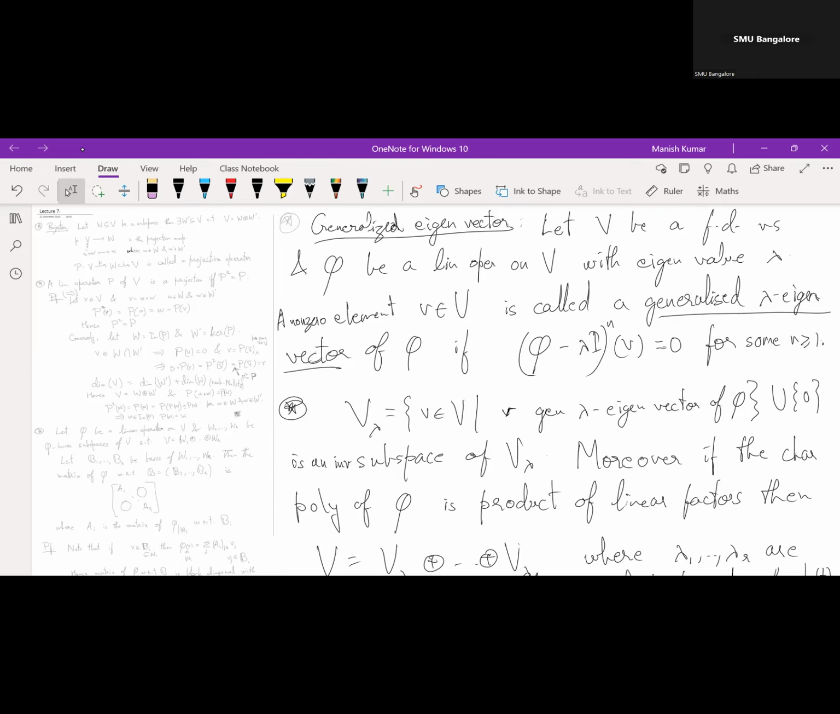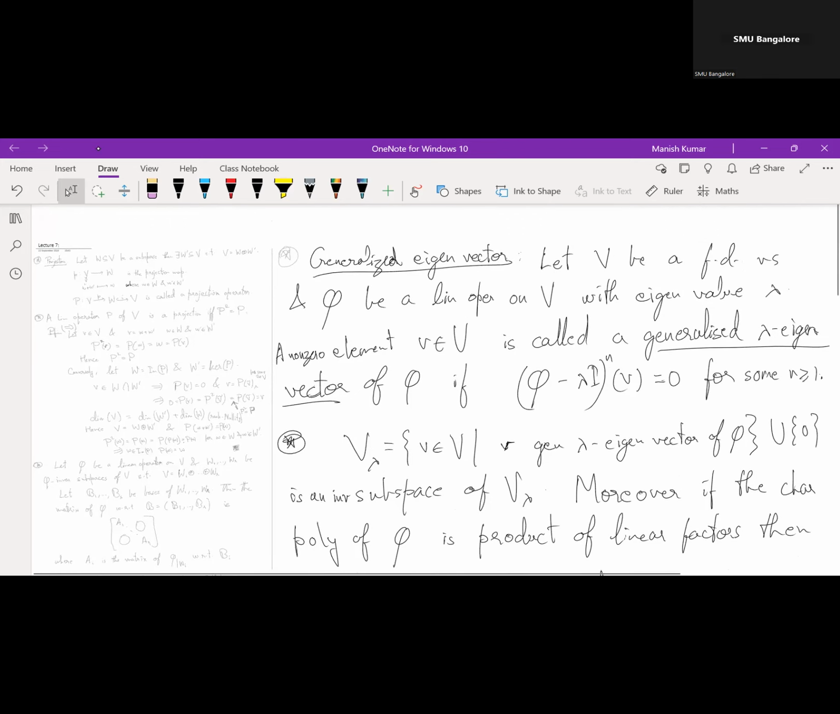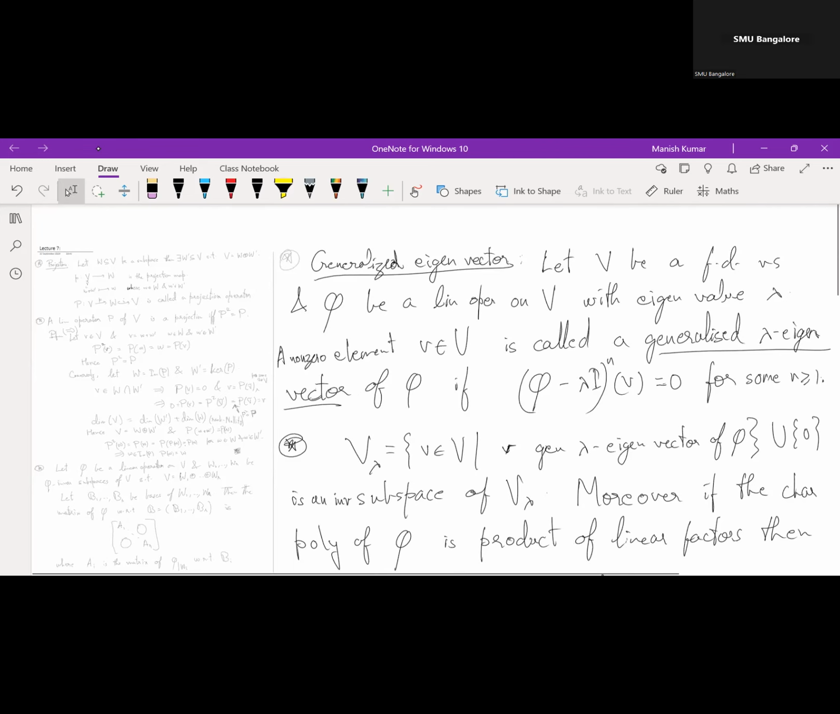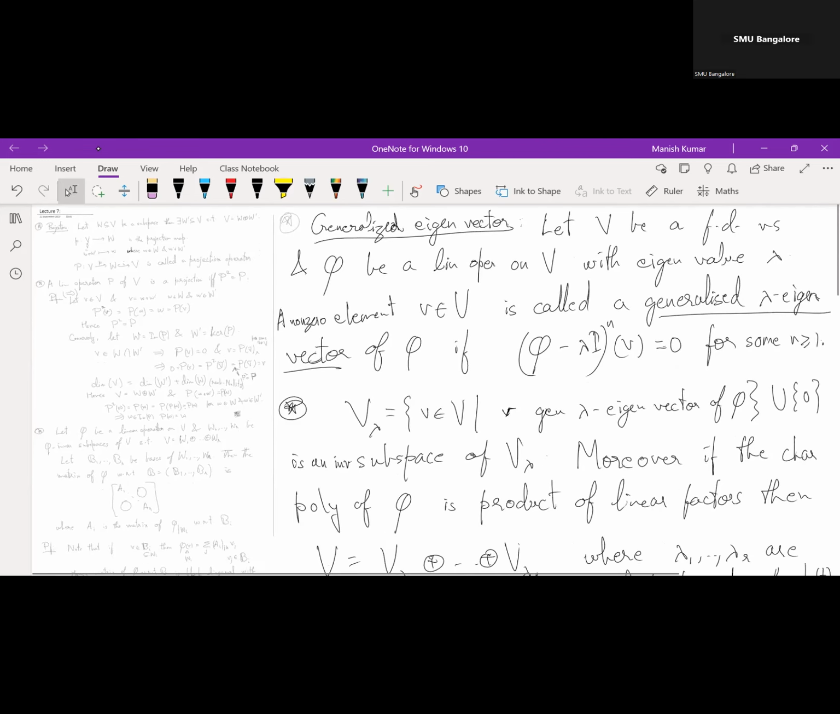So let V be a finite dimensional vector space and phi be a linear map on V with eigenvalue lambda. Then a non-zero element v of V is called a generalized lambda eigenvector of phi if (phi minus lambda I) to the power n, for some n, when applied to v is 0.